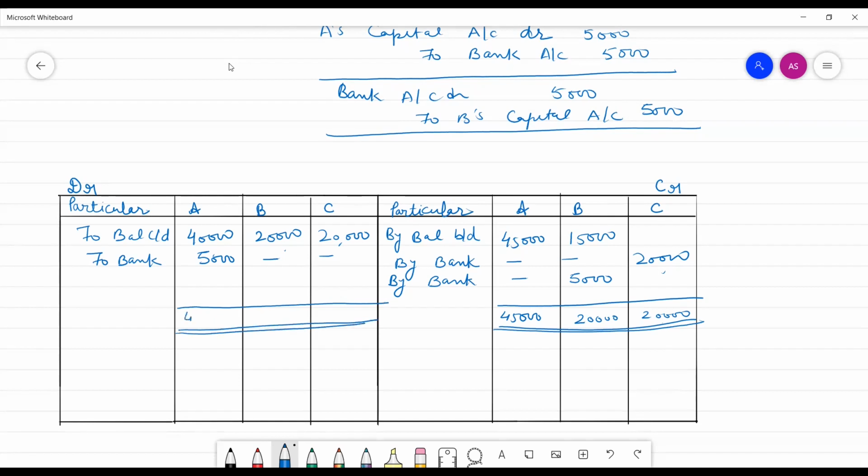Sometimes it is also written that the difference is taken into current account. In that case, in place of bank, we write current account, and current accounts are transferred to the balance sheet. If it is on the credit side, the current account goes on the asset side of the balance sheet, and if it is on the debit side, then that current account goes on the liability side of the balance sheet. Is it clear?